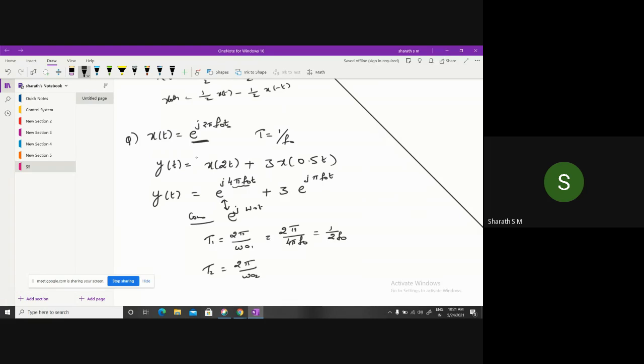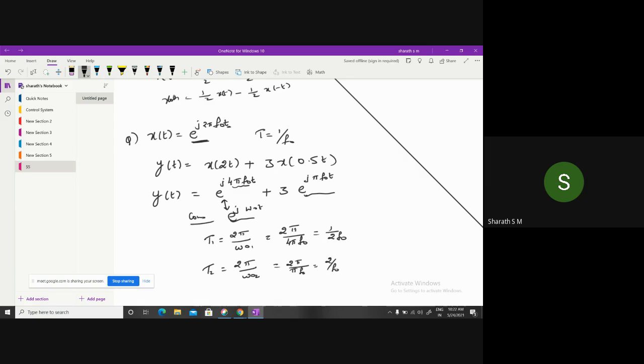In the same way for the second signal. What's the value of omega naught here? Compare with e power j pi f naught t. Omega naught is pi into f naught. So T2 is 2 by f naught.